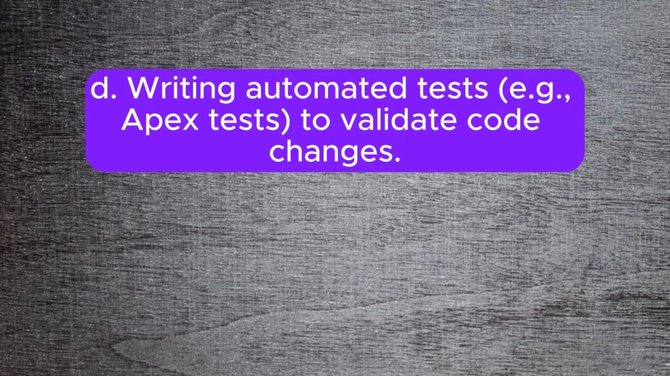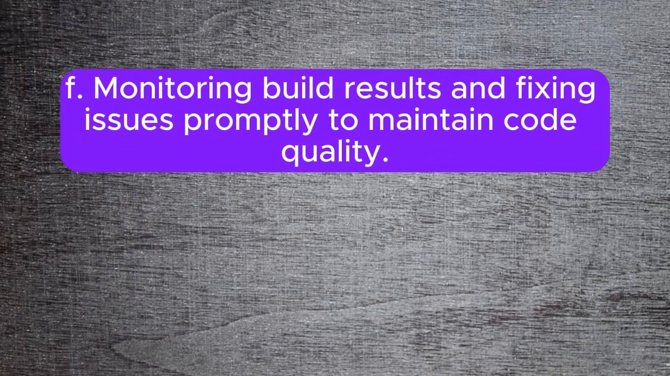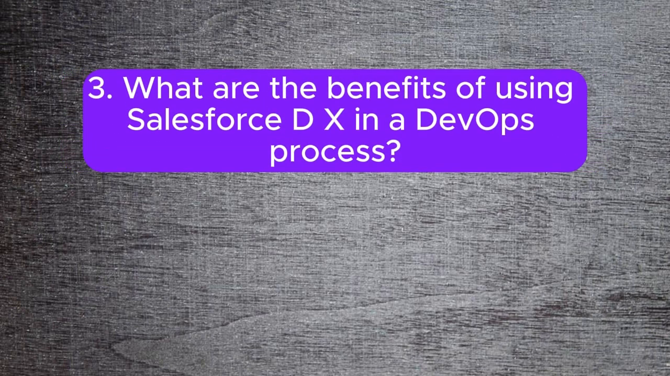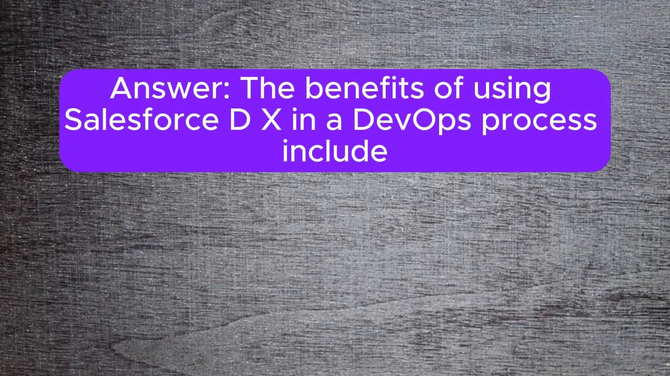D. Writing automated tests, for example, Apex tests, to validate code changes. E. Integrating the CI tool with the version control system to trigger builds on code commits. F. Monitoring build results and fixing issues promptly to maintain code quality. 3. What are the benefits of using Salesforce DX in a DevOps process? Answer: the benefits of using Salesforce DX in a DevOps process include: A.